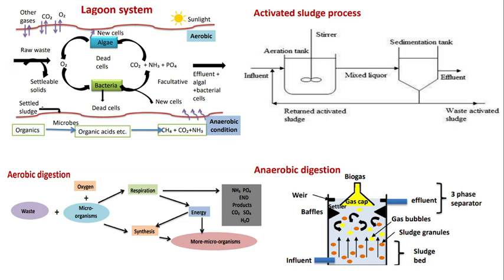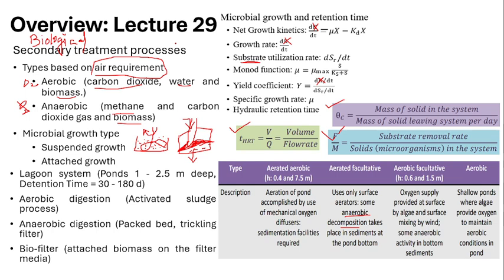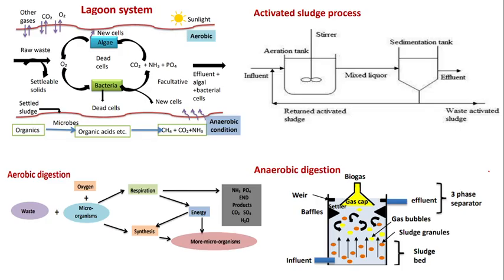So now we will see the process. These are the schematics of different secondary treatment processes. The first one is the lagoon system. As I said, it can be of different types like aerated aerobic, aerated facultative, aerobic facultative, and only aerobic. If you see this one, aerobic is also there, anaerobic condition is also there. So it is definitely a facultative lagoon system. A lagoon is a pond stabilization system. So here the wastewater is stabilized.